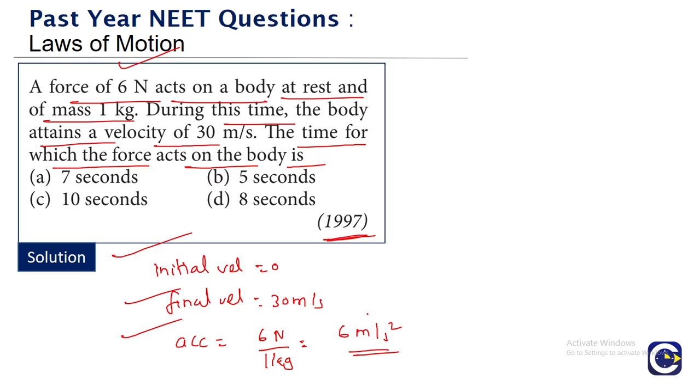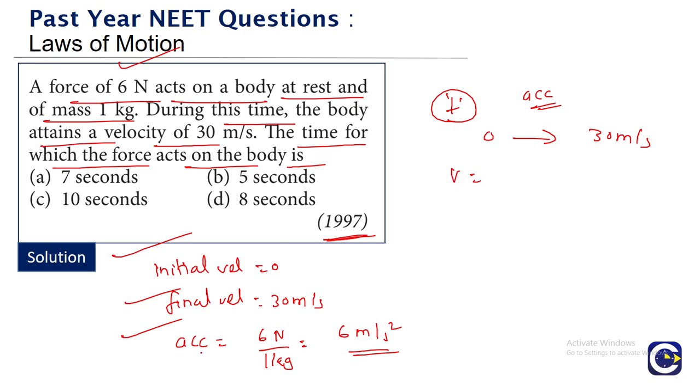They are asking the time for which the force is acting on the body, because that is the time in which our velocity is changing from 0 to 30 meter per second, right? That is when the acceleration will be acting on the body. Okay. So what is the time? We know the initial velocity, we know the final velocity, we know the acceleration. We just have to find the time. Okay, what is the relation between them?